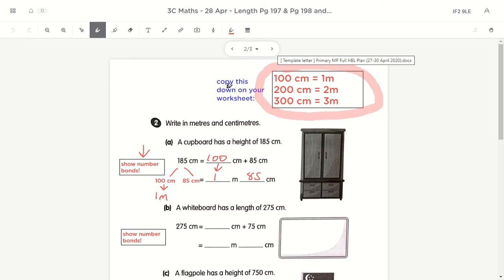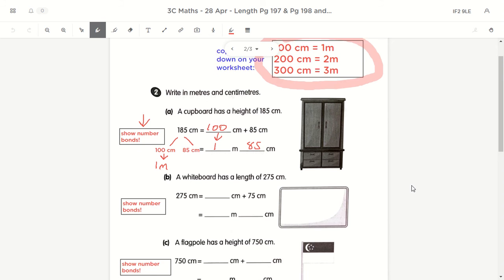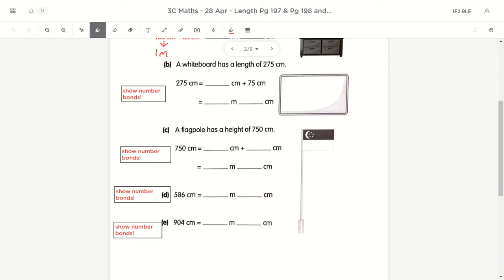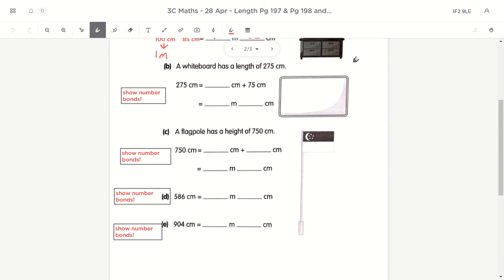Alright, so just now we learned that 1 meter is 100 cm. So the opposite is true also. 100 cm equals 1 meter. I won't go through part A. Let's go through part B. I really want to see the number bond here because it's the number bonds that prevent us from making mistakes. 275 is broken into two parts: 200 centimeters plus 75. We know 200 centimeters is 2 meters and 75 cm.